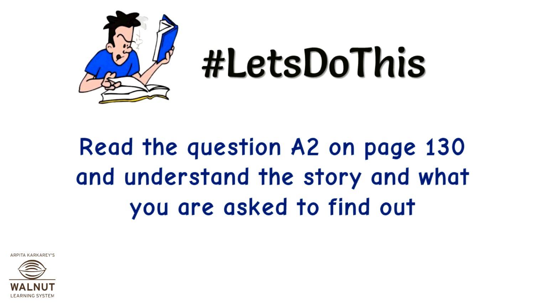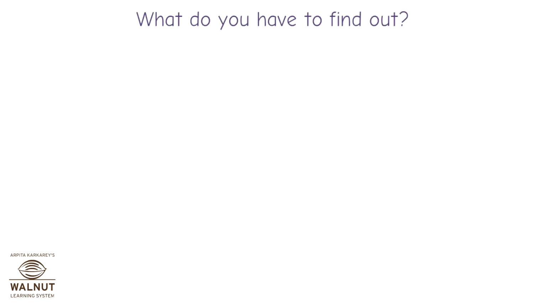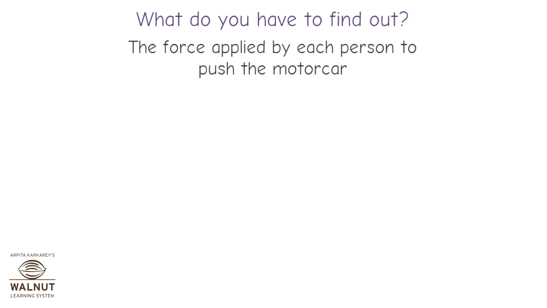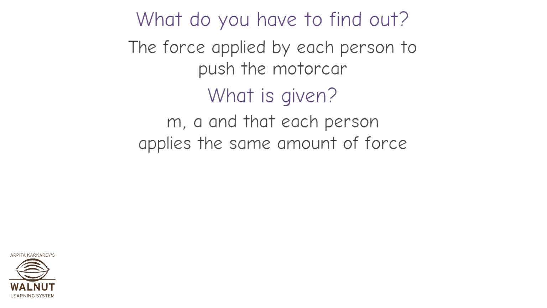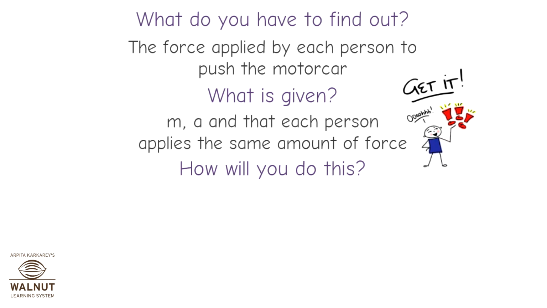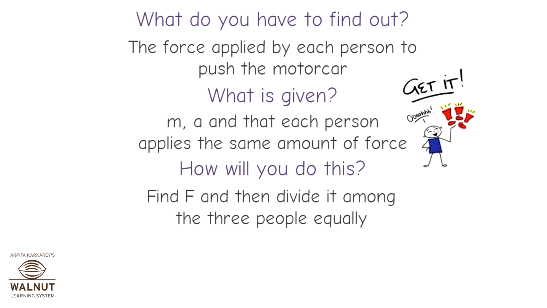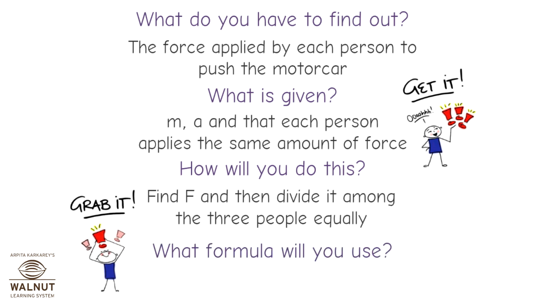Read the question A2 on page 130. Understand the story and what you're asked to find out. What do you have to find out? The force applied by each person to push the motor car. What is given? m and a, and that each person applies the same amount of force. How will you do this? Find F and then divide it among the 3 people equally. What formula will you use? F is equal to m into a.